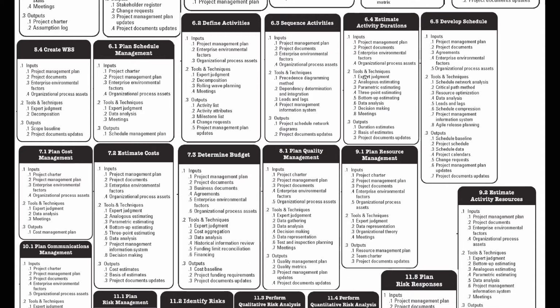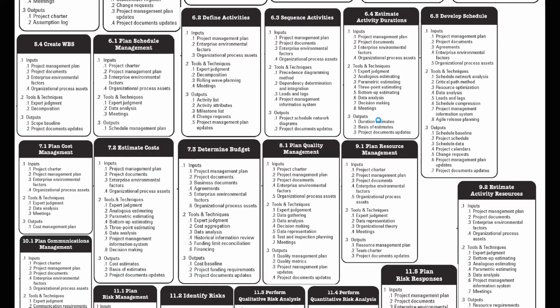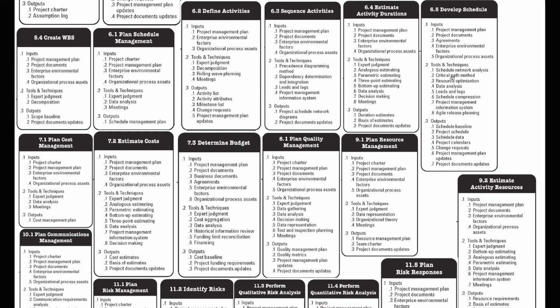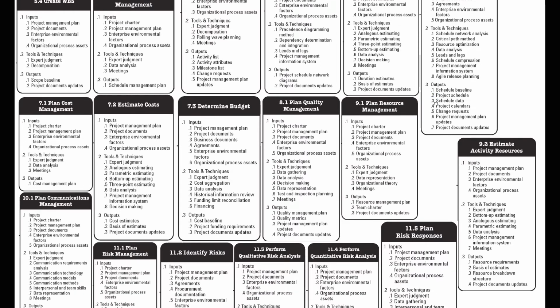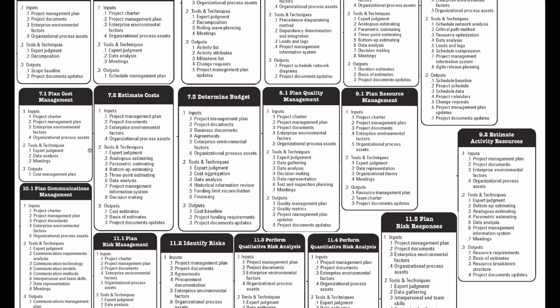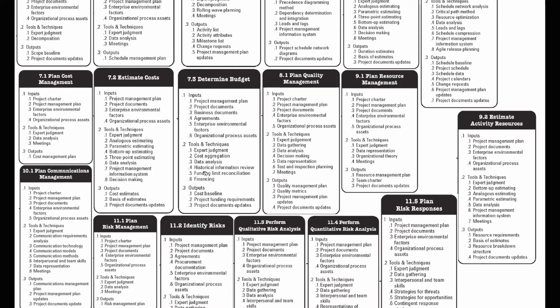For estimations, we have analogous, parametric, bottom up. For schedule, we have critical path method, resource optimization, leads and lags. Here again we have it, and a schedule compression technique. Then when it comes down, we have again estimation, analogous, parametric, bottom up, and we need PMIS. For determining budget, we have historical information review. It's only available here. It's not anywhere else. Funding limit reconciliation is not anywhere. Financing you will not find anywhere. Cost aggregation you will not find anywhere. So these are specific for this process.